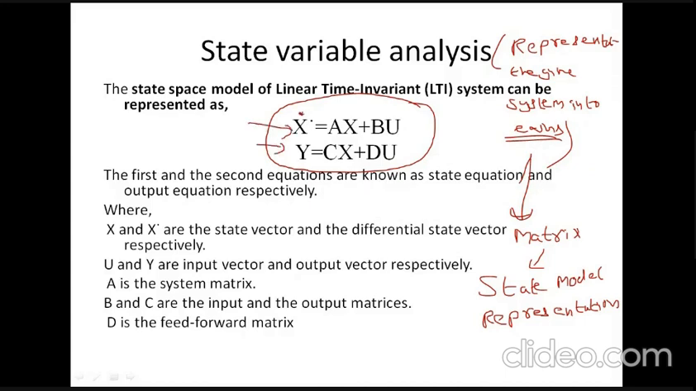Here x dot is equal to Ax plus Bu, and y is equal to Cx plus Du. So what is x or x dot? X means a variable. If you are working with electrical engineering, it may be voltage or current. I told you already. And next, what is x dot? X dot means dx by dt, so either it will be dv by dt or di by dt.